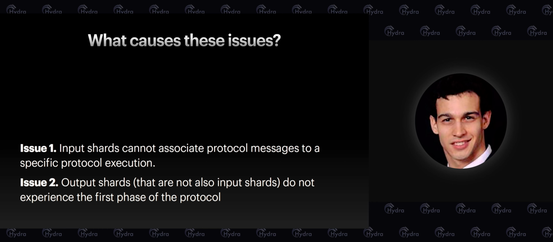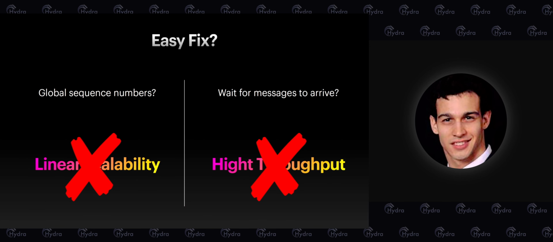So what caused this issue? This was fairly obvious once we identified it. Input shards cannot associate protocol messages to specific protocol executions. They have no idea that the replayed message came from a previous instance of the protocol, at least not as S-BAC and Atomix define the protocol. And output shards that are not also input shards, so in that example shard 3, do not experience the first phase of the two-phase atomic commit protocol, and so are a bit lost because they receive a message saying accept and can only believe it.